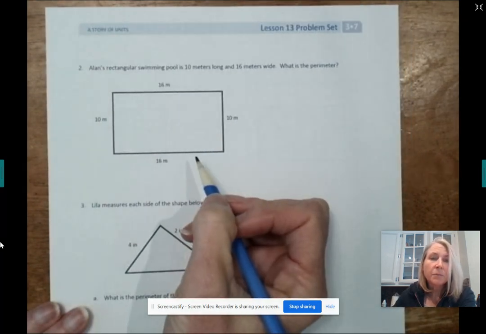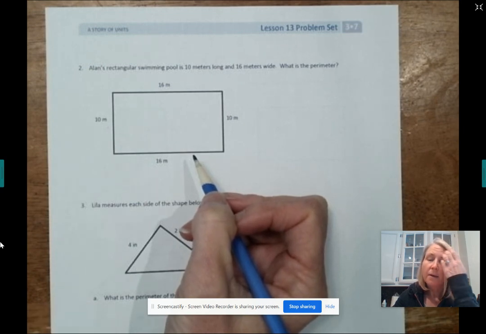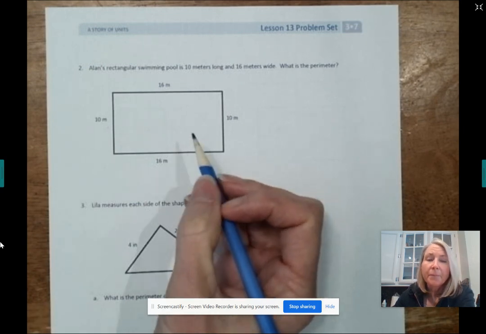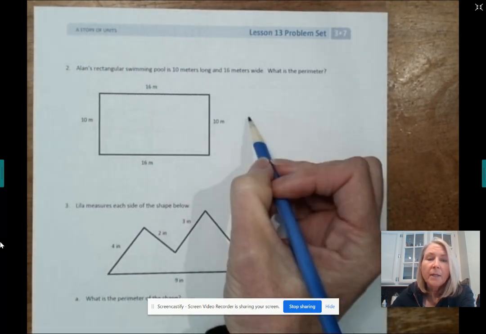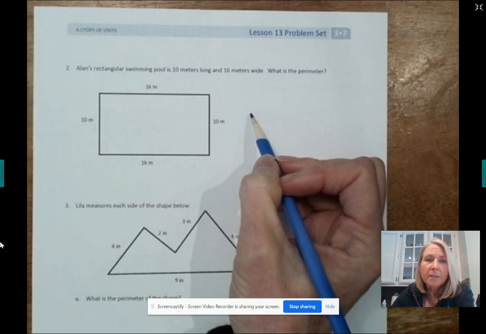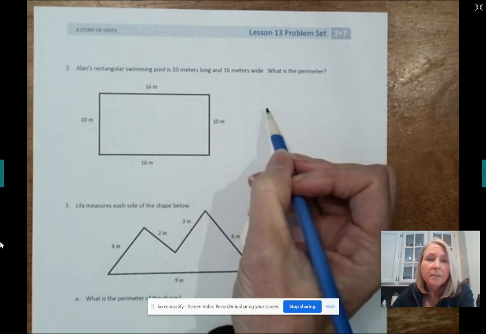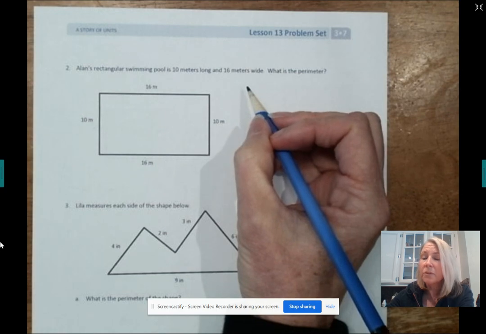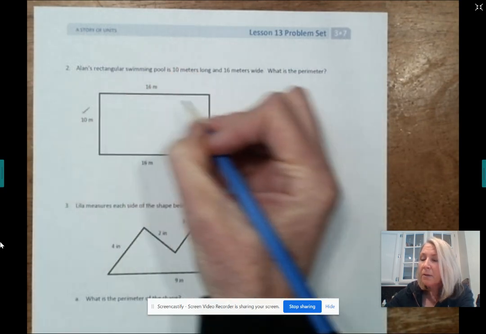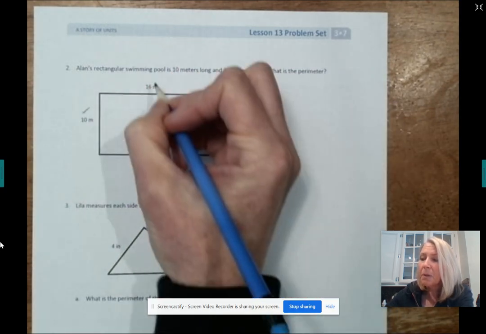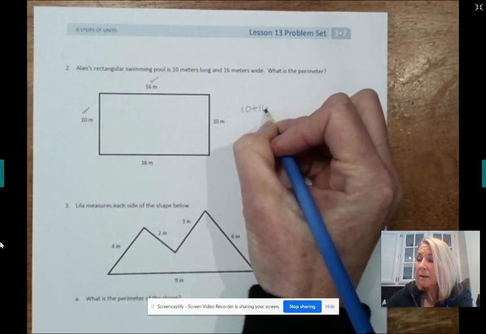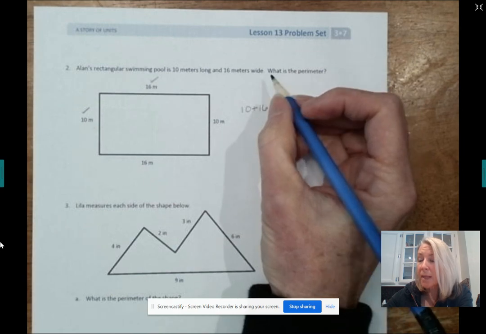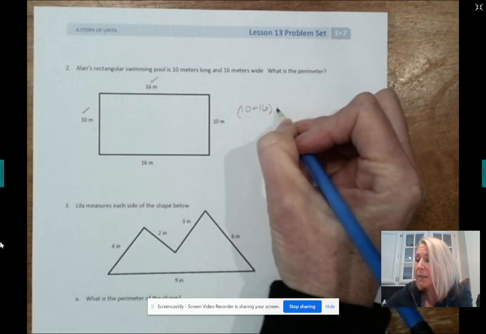Here we have Alan's rectangular swimming pool is 10 meters long and 16 meters wide. What is the perimeter? So here we can see, and I'm going to model a little bit of organization with parenthesis work because I know that's something most of us are comfortable with. I am going to list it going around, but then I am also going to show you a little peek at the formula for perimeter when you're working with a quadrilateral such as this one.